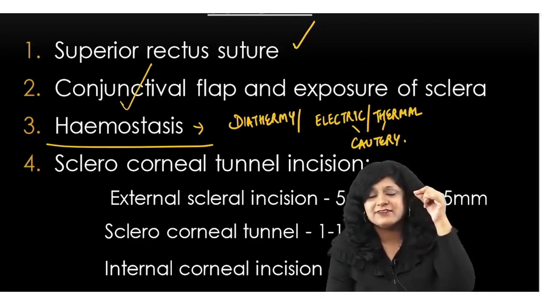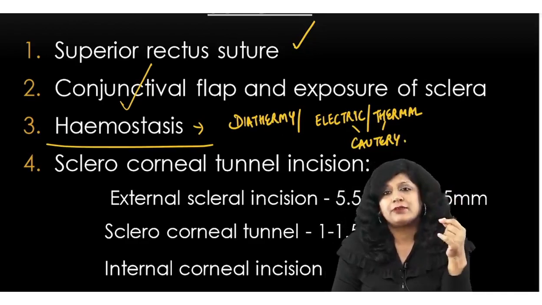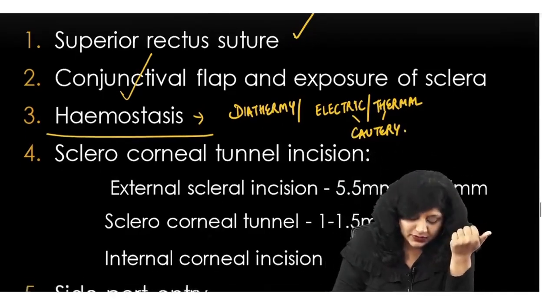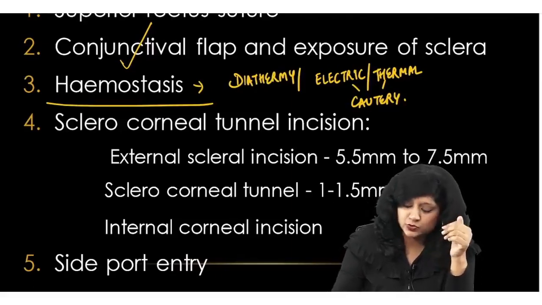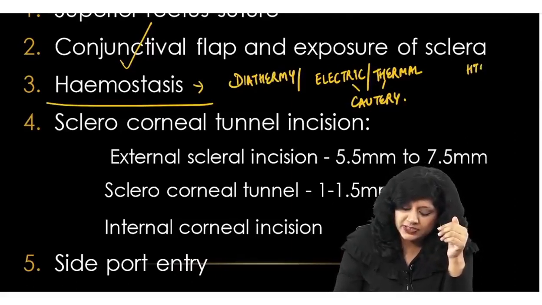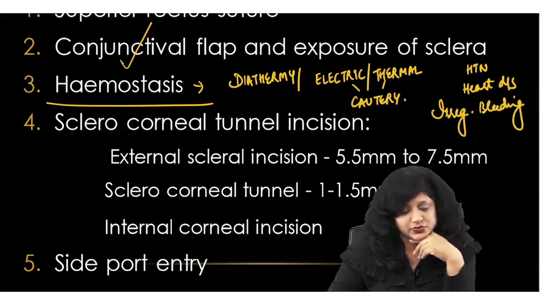We can use electric or thermal cautery for this, because as soon as you give the conjunctival incision, there is a lot of bleeding from there, because conjunctiva is a vascular organ, and especially hemostasis is very, very important. Those people who are having hypertension, or who are having some heart diseases, or they can be even irregular bleeding, so you have to be very, very careful in all these conditions.